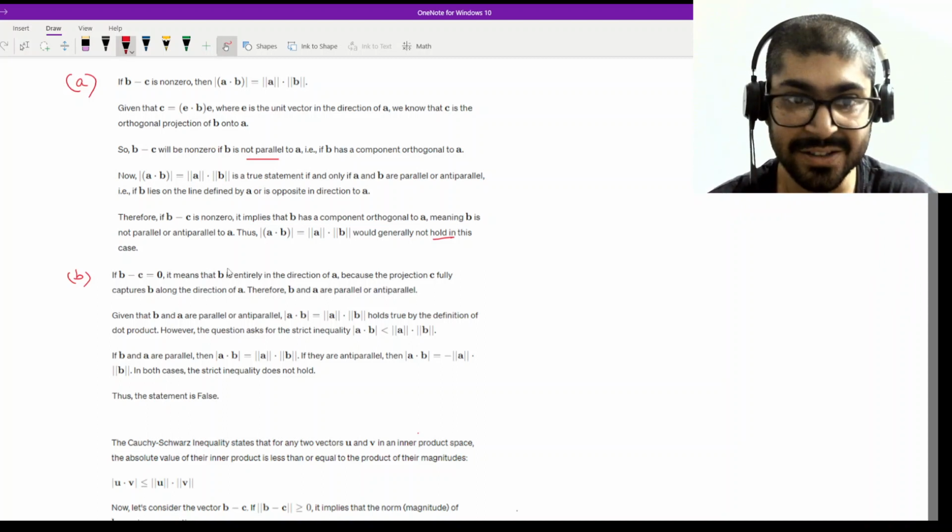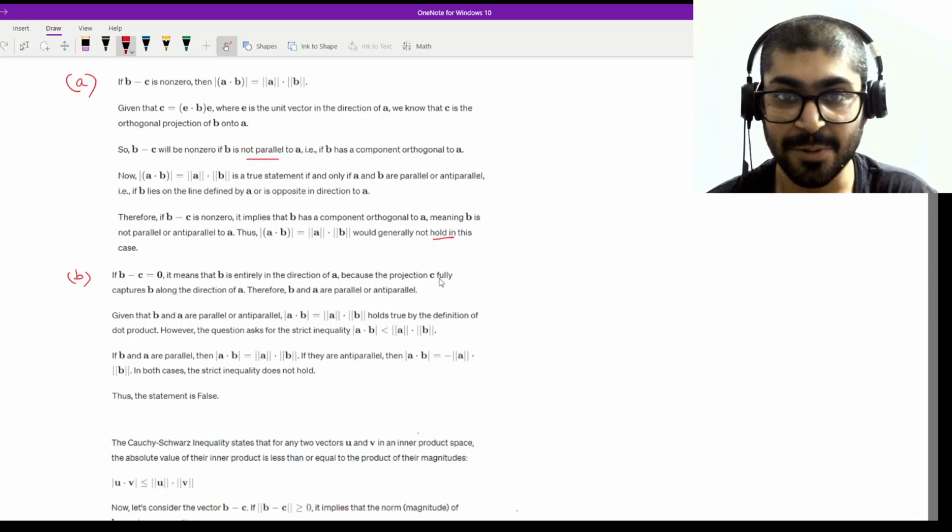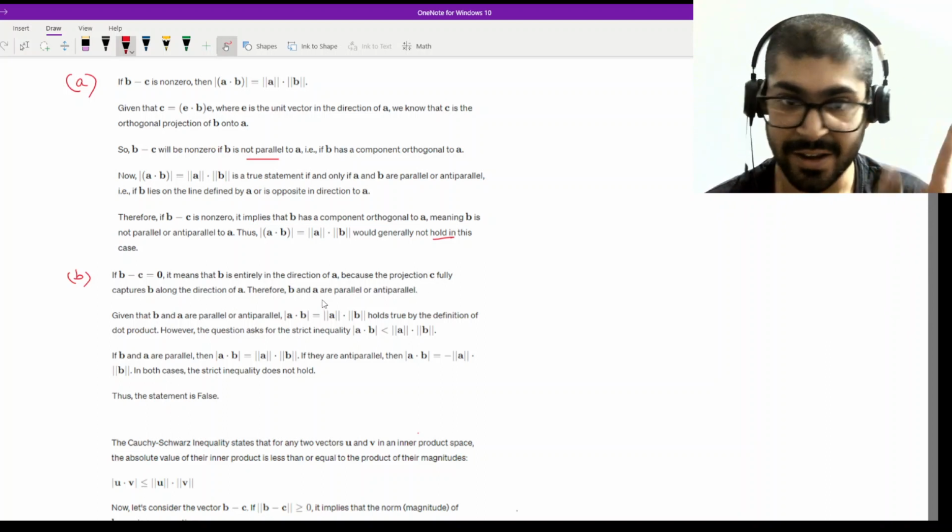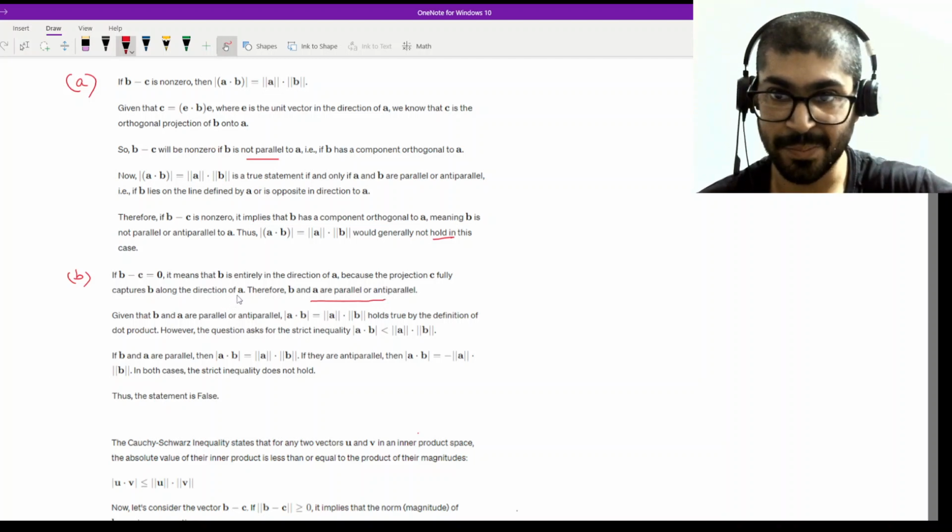B minus C equals 0 means B is entirely in the direction of A, because the projection C fully captures B along the direction of A. Therefore, B and A are parallel or anti-parallel. Okay, so two different cases. I hope option B is clearer when you understand option A.